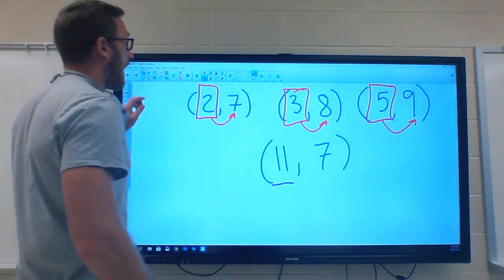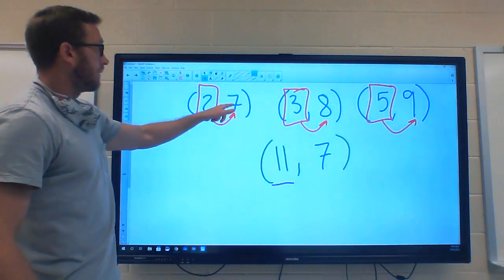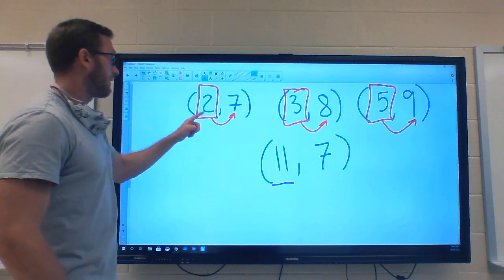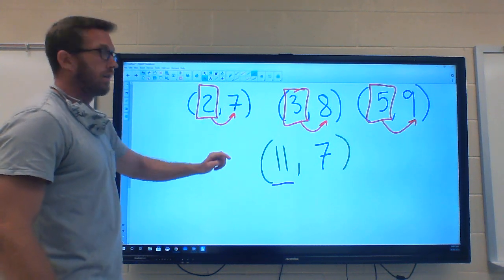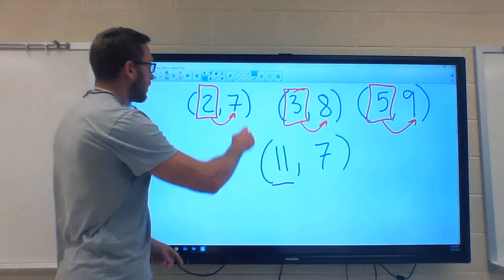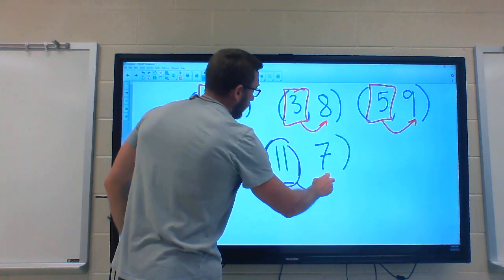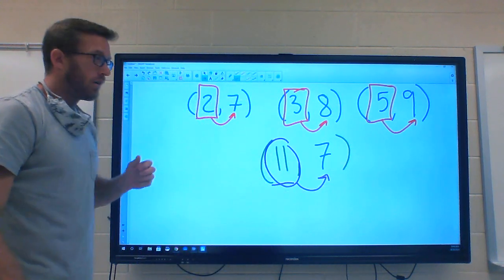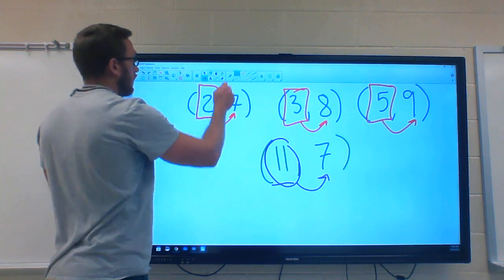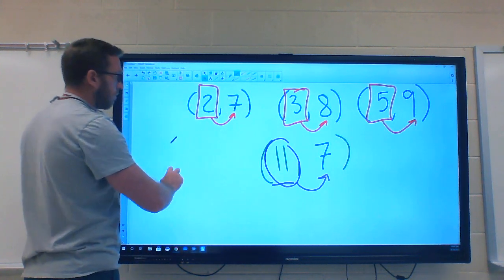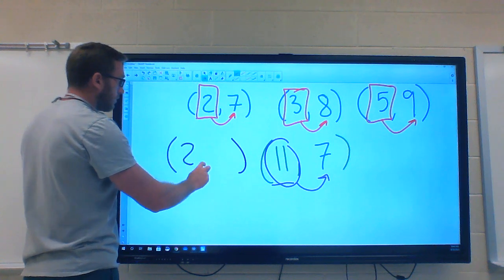That's right. Even though it goes to the same y value as this other point, that is allowed, because we are not going back in time and disagreeing with this statement. This statement says 2 leads to 7. Well, 11 can also lead to an output of 7. That is allowed.